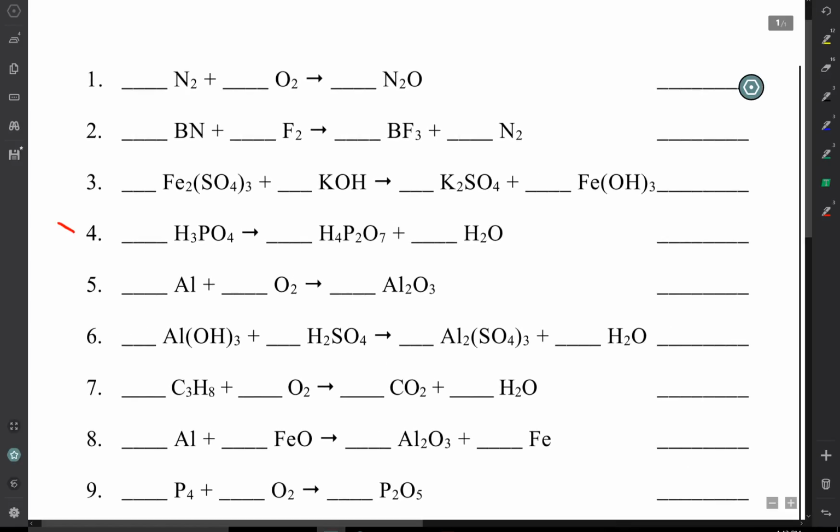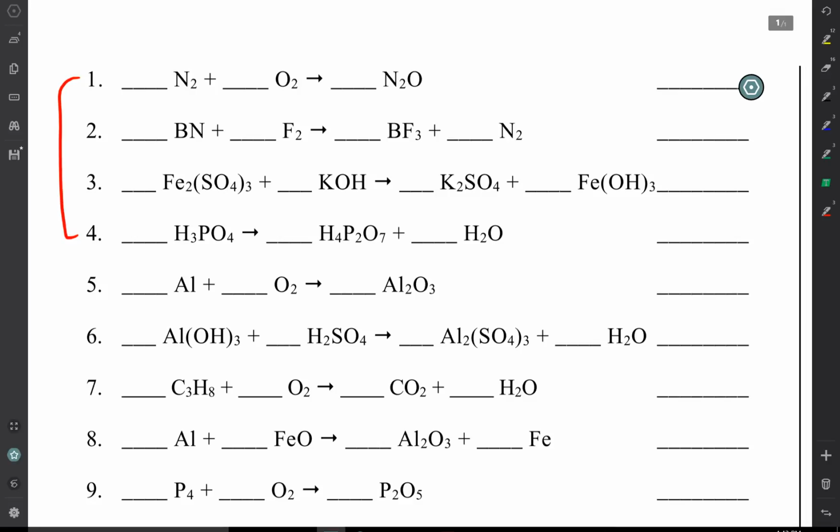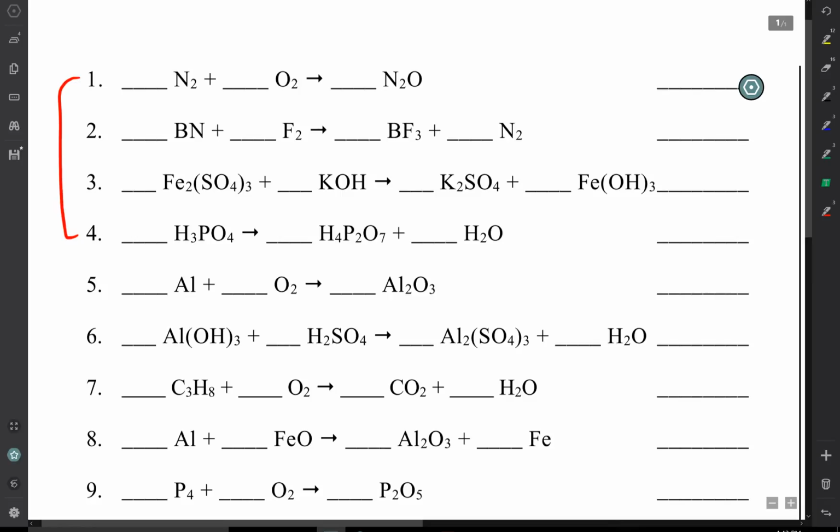All right, so let's talk about 1 through 4. Question number 1 is really similar to the practice problem that we did. We've just got the 2 elements, 2 reactants, and 1 product. So I see N2 plus O2 makes N2O. I've got 2 nitrogen atoms as a reactant and 2 nitrogen atoms as a product. So this is not a good place to start because it already appears to be balanced. So that means I'm going to have to look at oxygen. I've got 2 oxygen atoms on the reactant side. I only have 1 on the product side.